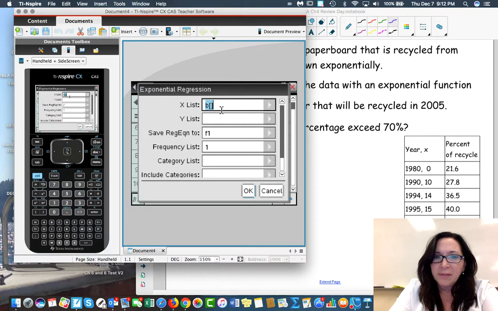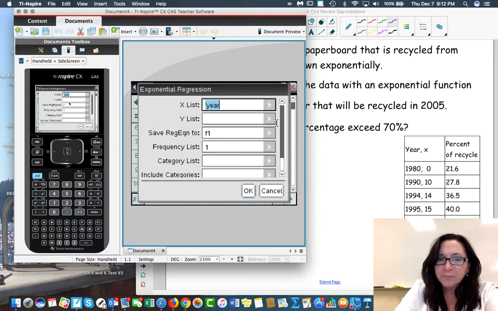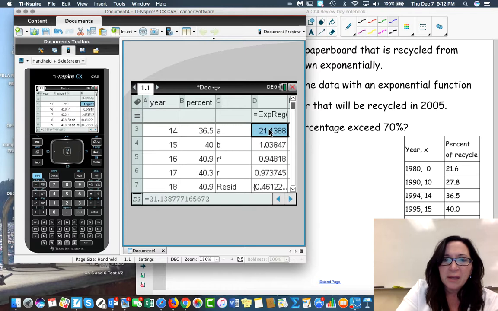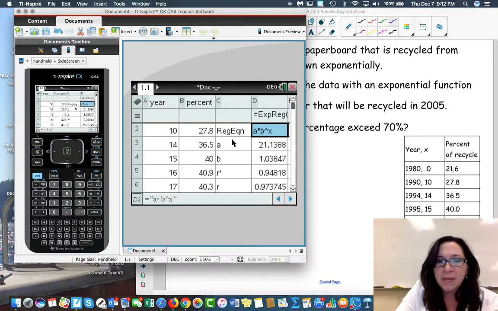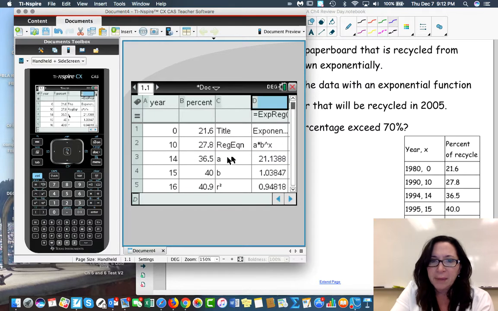And what that does is it says, okay, name your x-axis. Now my x-axis is my year. So if you click on this little arrow right here, you're going to see I have percent and year. So X is year for me. My list on the second one is going to be percent. And I go, okay. And what it does here is it gives me my A and my B.